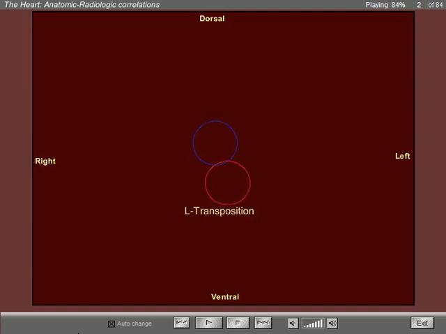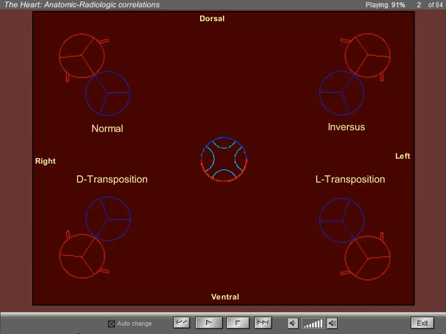Dextrotransposition occurs when the ascending aorta is ventral to the pulmonary trunk. Levotransposition indicates the aorta to the left of the pulmonary trunk. And again, it can be dorsal to the side or ventral to the pulmonary trunk, and indicates the presence of a levo loop.